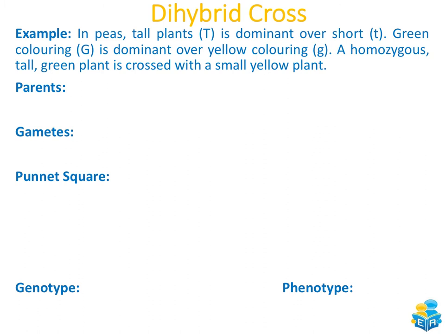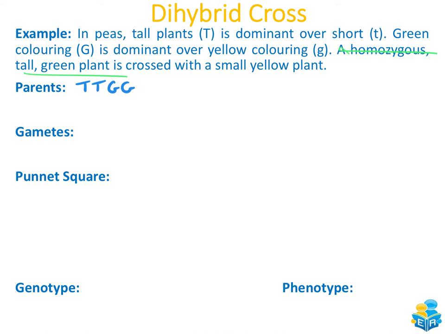So in this one, in peas, tall plants, capital T, is dominant over short, which is small t. Green colouring, capital G, is dominant over yellow colouring, which is small g. A homozygous tall green plant is crossed with a short yellow plant. Homozygous is the key word there, which means we're going to have the same copies. So the first parent is tall and green, again having the same copies, so we have TT, GG.